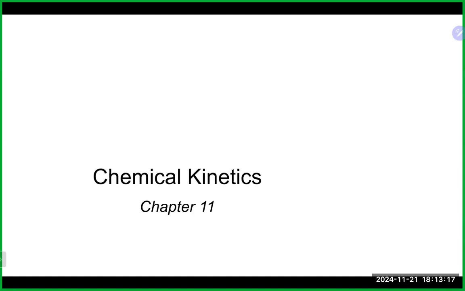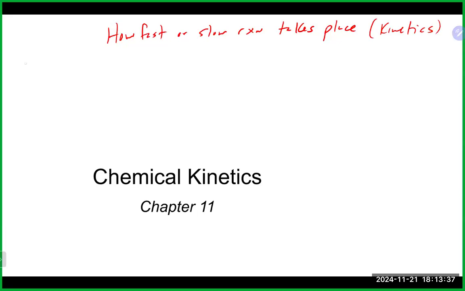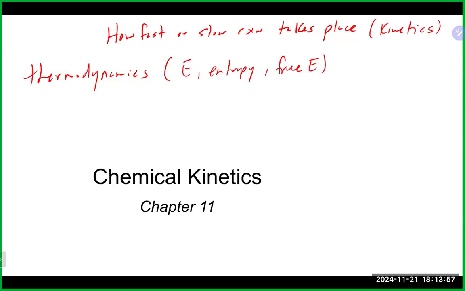So chemical kinetics is about how fast or slow a reaction takes place. That is what kinetics deals with. It shouldn't be confused with thermodynamics, which we don't talk about at all in this class anymore. But if you're going on to 200B, you'll talk all about thermodynamics, including energy. You'll talk about entropy, and you'll talk about Gibbs free energy as well. These are thermodynamic properties.